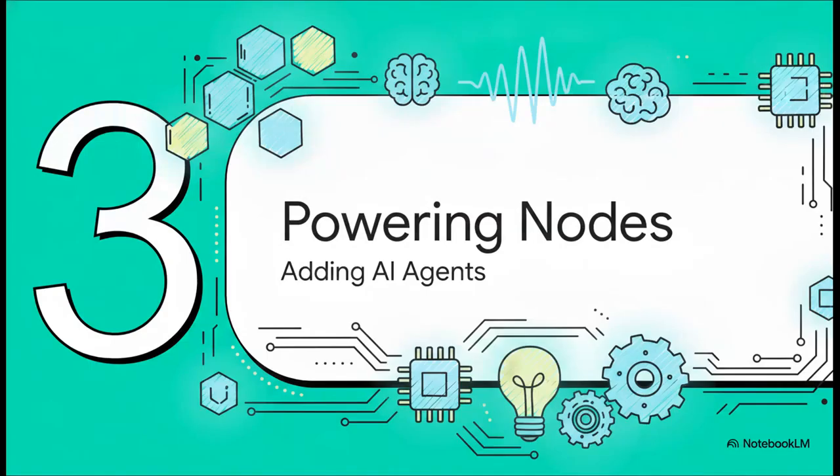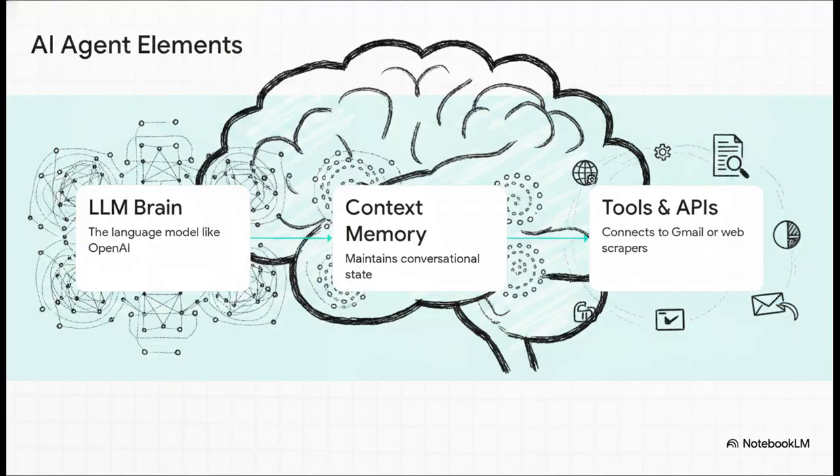Section 3. Powering nodes with AI. Okay, this is where things get really wild. Turning a standard node into an autonomous AI agent requires three distinct elements. First, you have the LLM, or large language model. Think of this as the brain, like OpenAI or Anthropic.